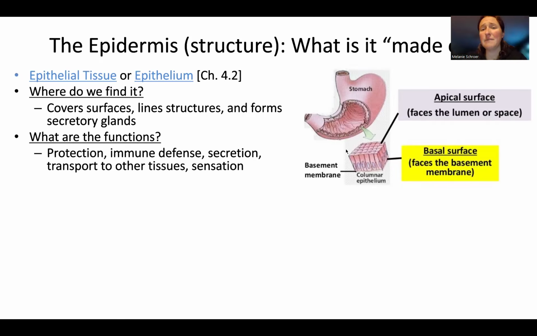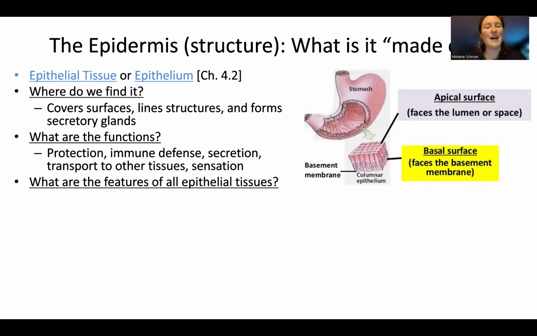It keeps stuff from your stomach from leaking out into your abdominal cavity. It keeps stuff from outside your body from getting inside your body, inside your skin. And so there's a lot of immune defense to this barrier as well. Of course, epithelial tissue can secrete stuff in many cases, etc. Okay, what are the features of all epithelial tissues?